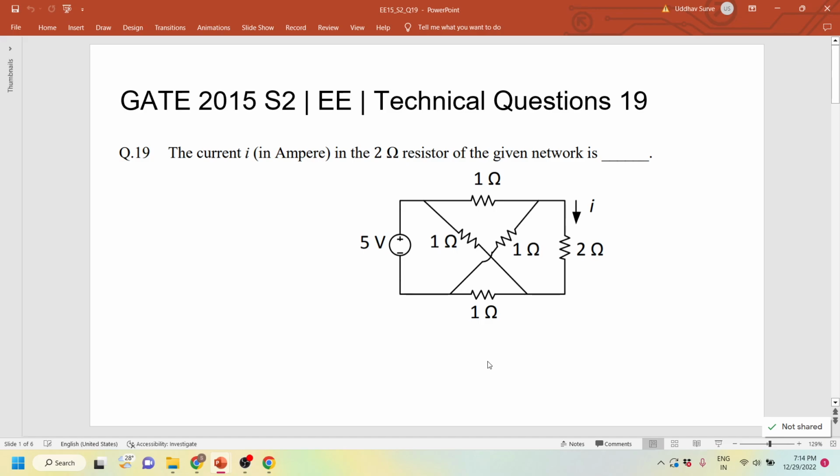This is GATE 2015 session 2 electrical technical question 19. The current I in amperes in the 2 ohm resistor of the given network is? The circuit is shown, powered by a 5 volt source, with multiple 1 ohm resistors connected in a crisscross fashion, and a 2 ohm resistor is given. Now let us look at how much current will flow through this 2 ohm resistor.